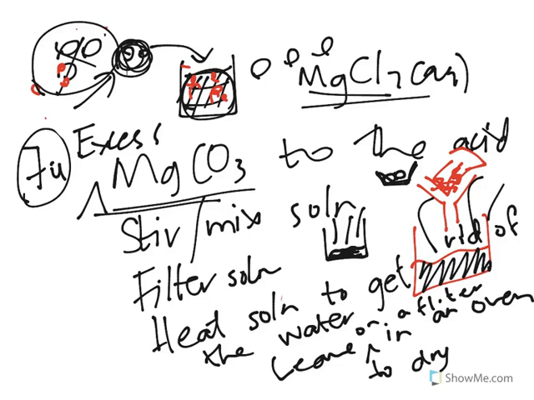So what you do is you add excess magnesium carbonate to hydrochloric acid, you stir it, right? Then you filter it to get rid of the solid, then you evaporate the water out, and then you leave not all of the water, you leave some of it, and then you leave it out to dry in an oven or something like that, so you get big crystals.